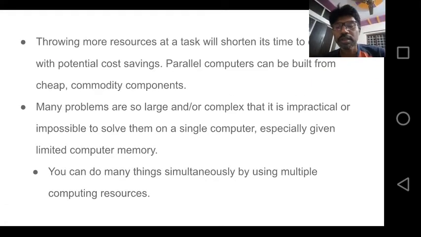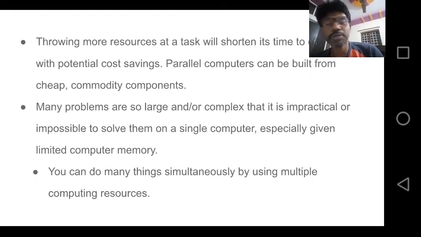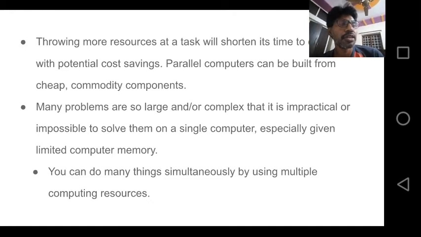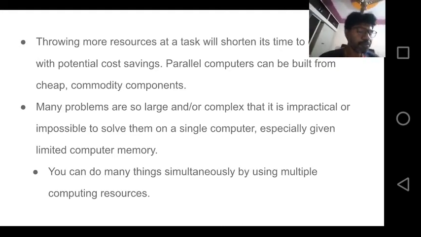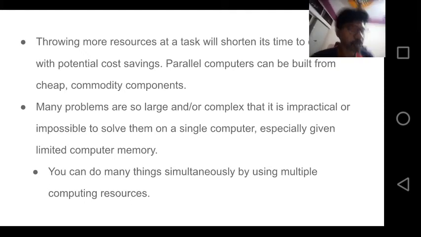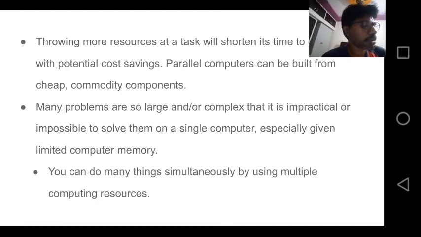Next, throwing more resources at a task will shorten its time to completion. Yes, because we have separate processors available. Of course, there is a shared memory, and each processor can access the shared memory. Because we have more than one processor, throwing more resources at a task will shorten its time to completion with potential cost saving. It also leads to cost saving in terms of short execution time. Parallel computers can be built from cheap commodity components. So, these parallel computers, that is symmetric multiprocessors, can be built from cheap commodity components. It's also not so costly.